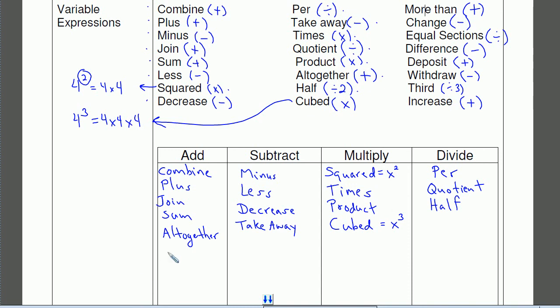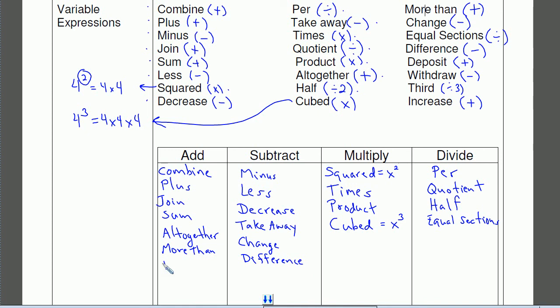More than, that's addition. Change, that's minus. Remember when you get change from the cashier at the store? Equal sections, you were dividing. Difference, that's to subtract. That's the answer to a division.